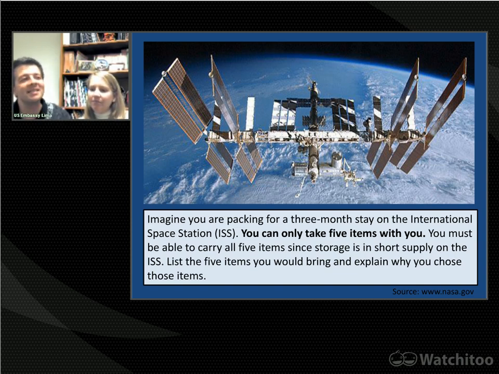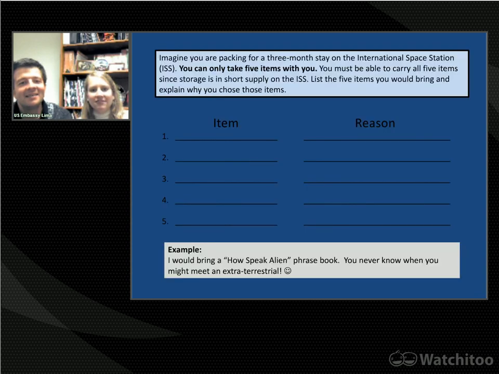All right, so this is one activity that you can go through with your students. I think it brings up a lot of really interesting brainstorming possibilities. Oh, a journal. I like that. That's our list. Oh, you forgot to mention the alien phrase book. I would totally bring a How to Speak Alien phrase book, because you never know. Language is important.